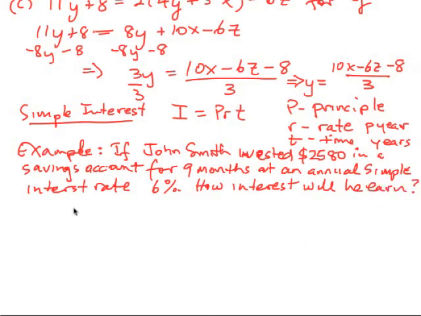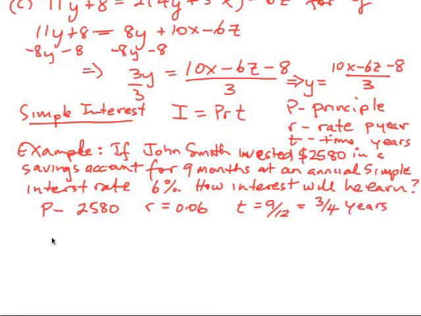All right, so let's identify some things here. The principal, of course, is what is invested initially, which is $2,580. The rate is 6%, which is 0.06, 6 divided by 100. That's per year. And for 9 months, now we need to be careful here. The time is 9 months, which is 9 over 12 years. If we divide through by 3, it's going to be 3/4 of a year. So make sure you're in years. That's the important thing.